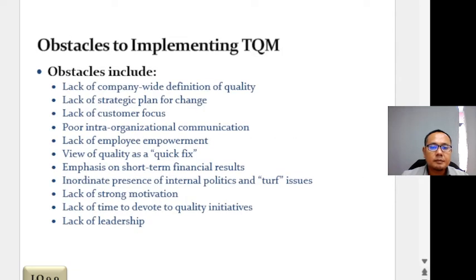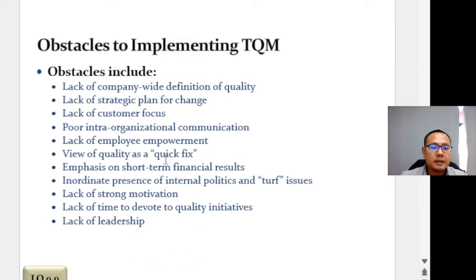As you can see from there, there are some obstacles to implementing TQM. There are companies that have had varying success in implementing TQM. Some have been quite successful, but others have maybe struggled. Part of the difficulties may be with the process by which it is implemented rather than with the principle of TQM.